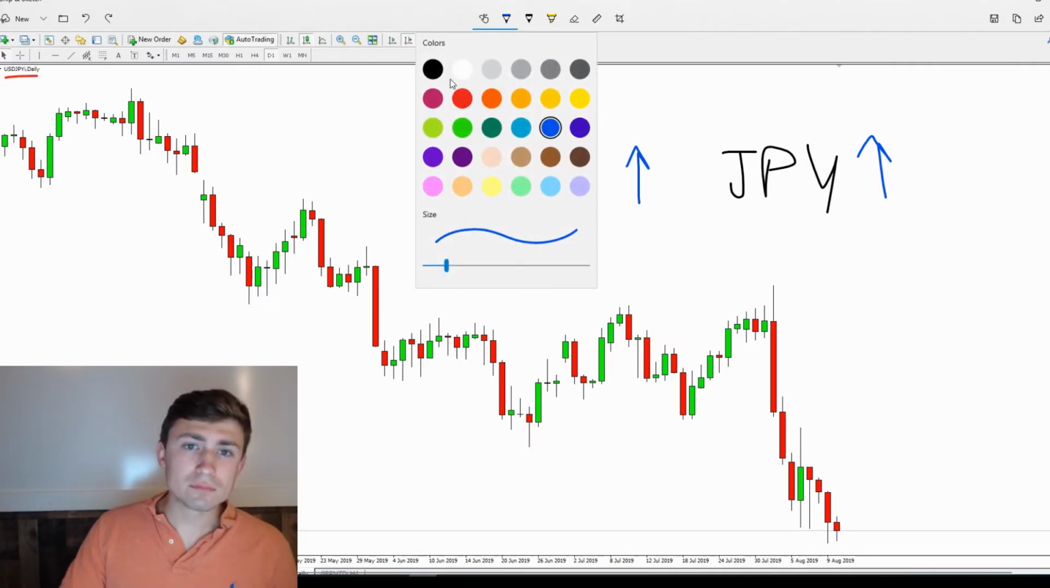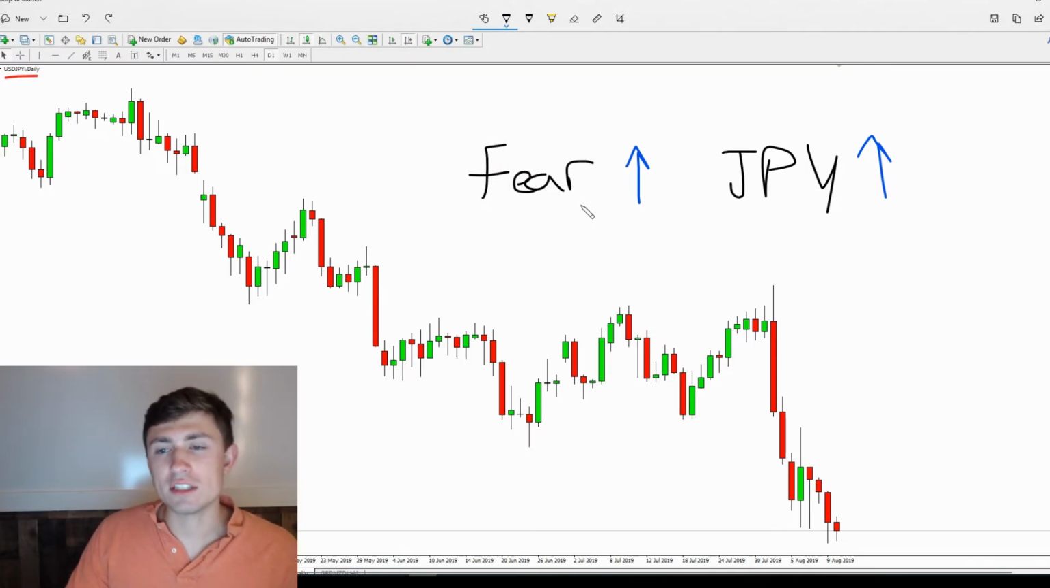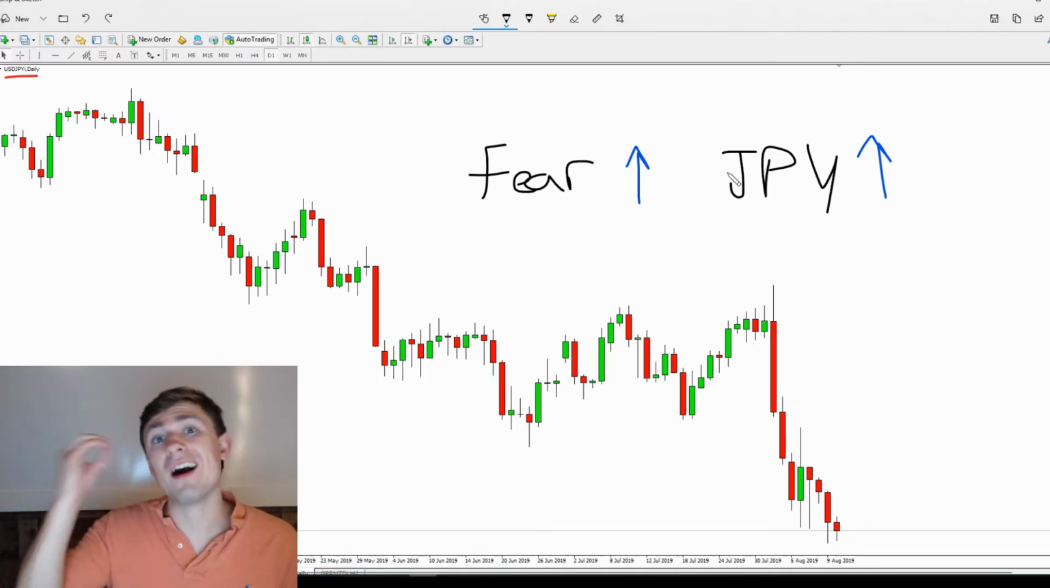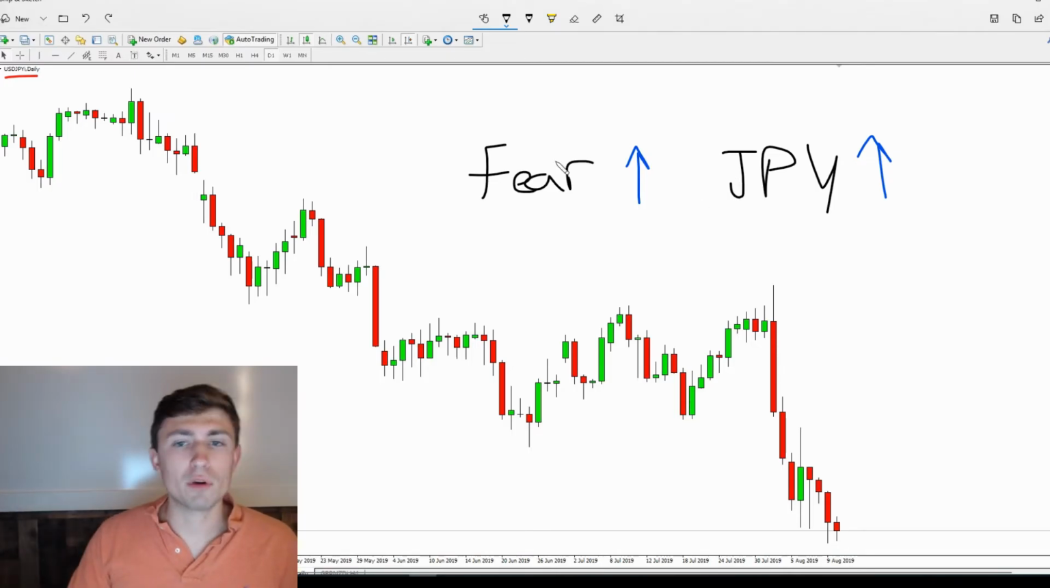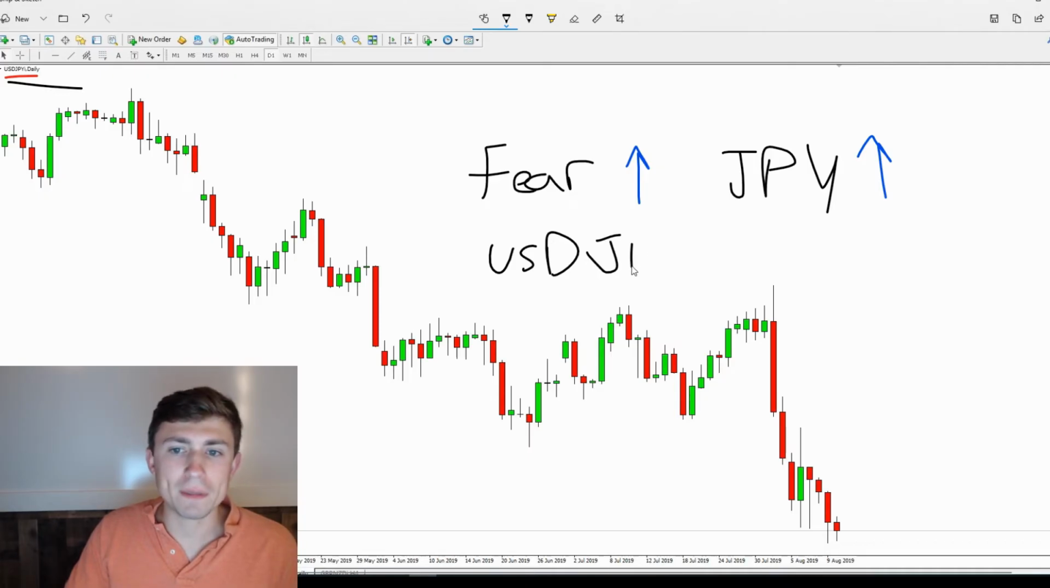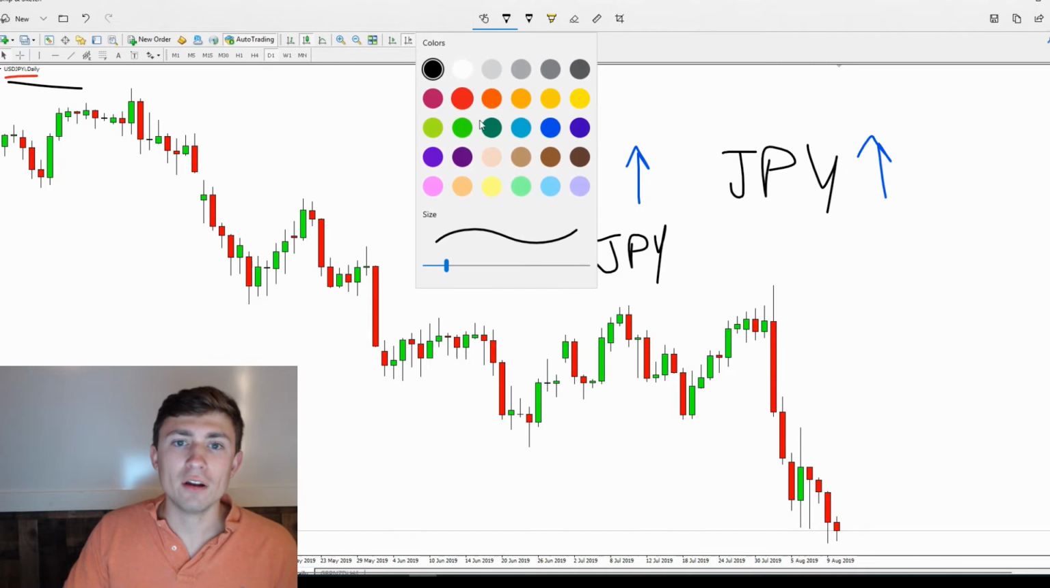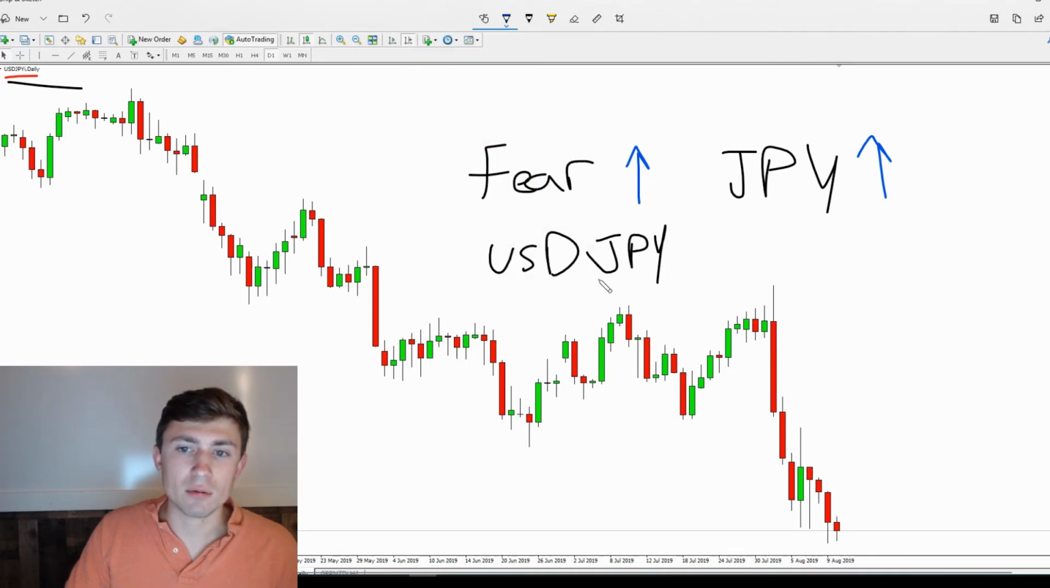Well, we mentioned that JPY goes up during a time of fear. But we're not talking about just JPY here, we're talking about USDJPY. So when fear comes into the market and the world becomes scared, what happens to USDJPY? Remember we said that JPY goes up, right? So what does that mean about the dollar? It goes down relatively.